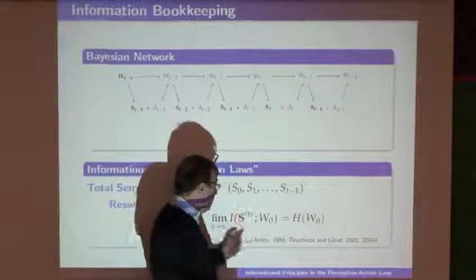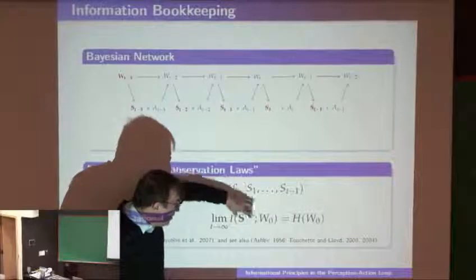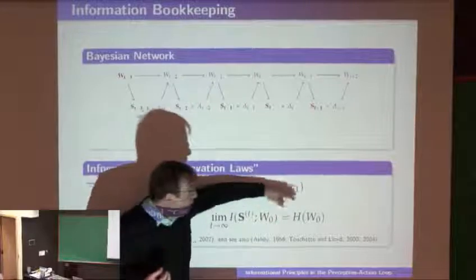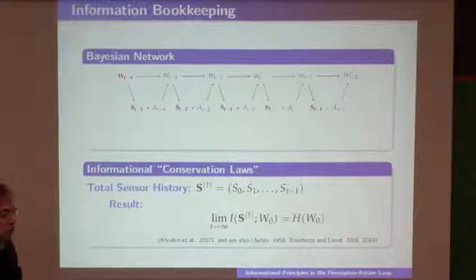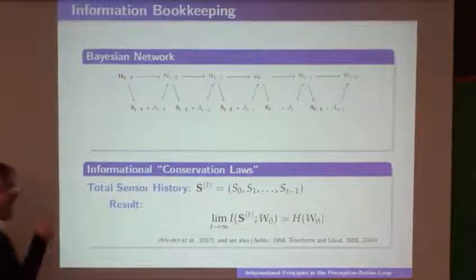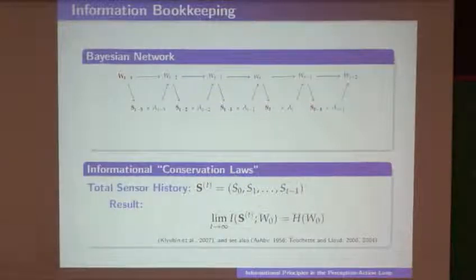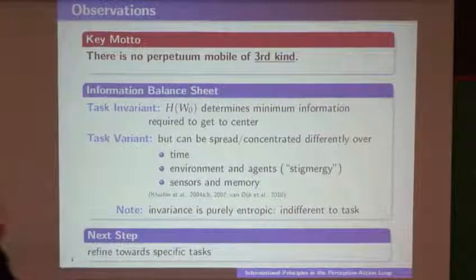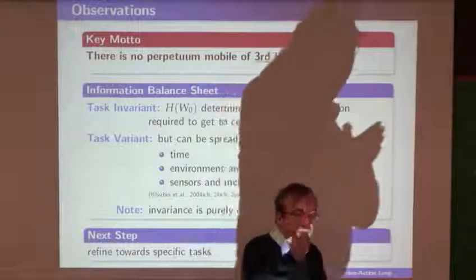If I were to prevent that, if I were to make sure that this sensory information that you collect over time does not reach the full information about the world's uncertainty, the agent will not be able to go to the center. So this is a theorem, essentially a conservation of information. It does not always work like that. I'll explain later why, but here we really have it. So we could say, in a kind of cheeky way, there's no perpetuum mobile of the third kind. You cannot take decisions without having, at a certain level, appropriate information.